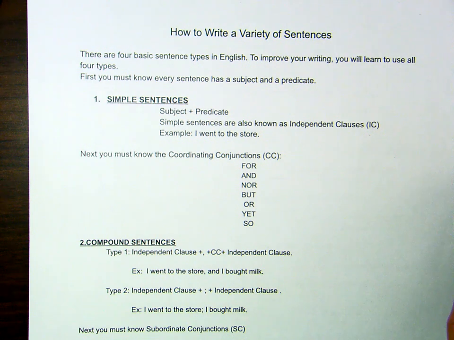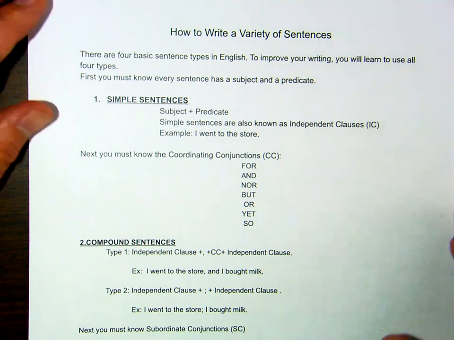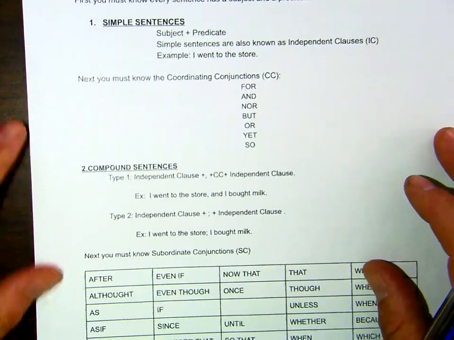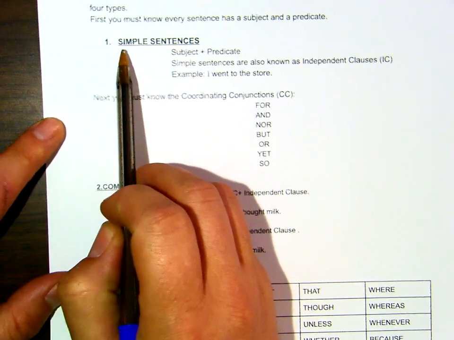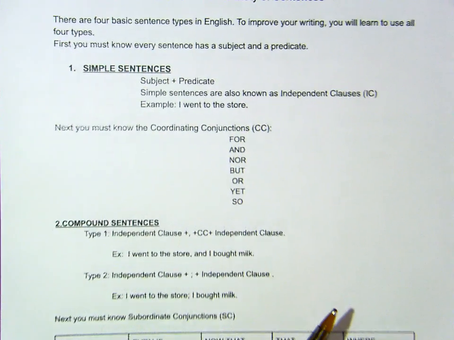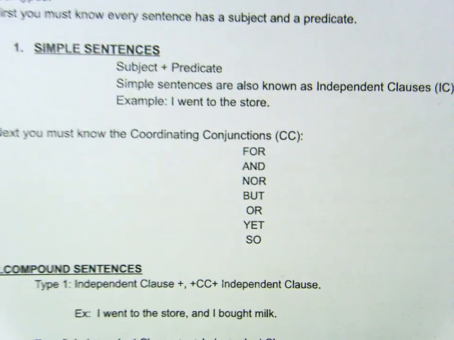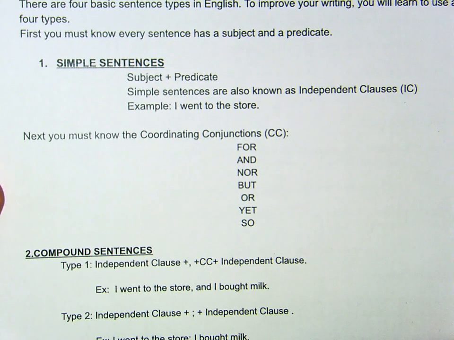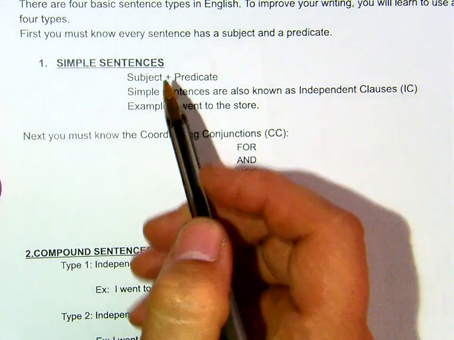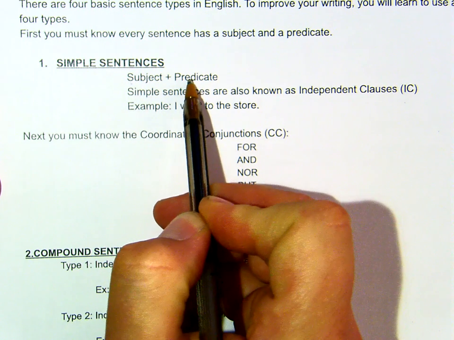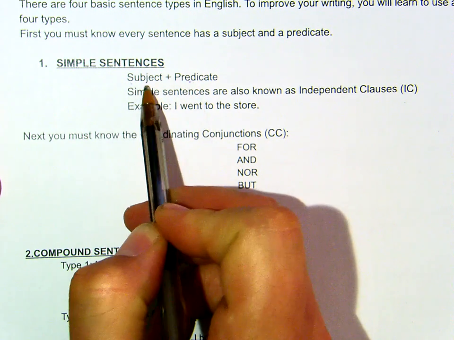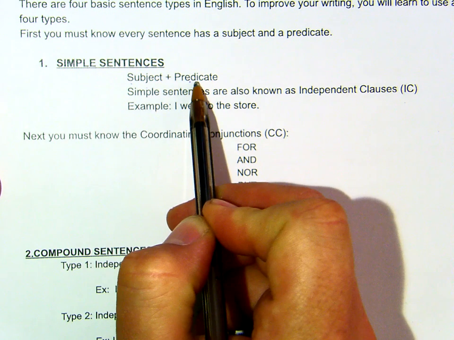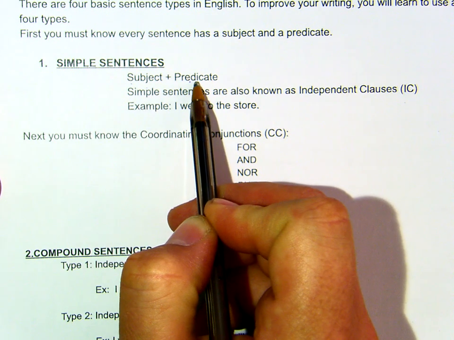If you're looking at this video as a review, you're probably going to want to pause it because I'll probably go very quickly through it. The first type of sentence that we're going to talk about and look at is called a simple sentence. The first thing that you want to recognize with a simple sentence is that in order to have one, you're going to need to have a subject and a predicate. The subject is who or what the sentence is about, and the predicate tells what it is, its state of being, or the action.